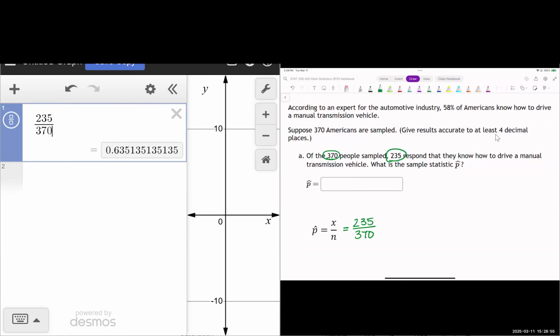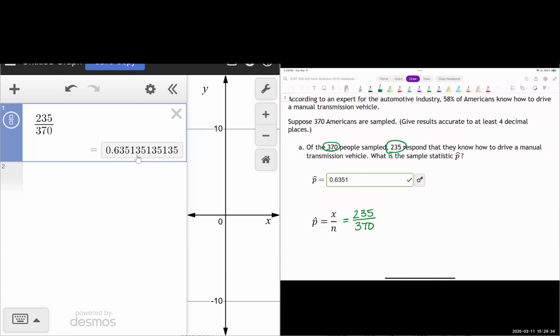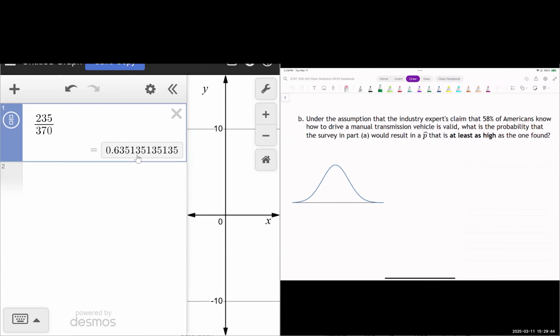Since we're told to give results to 4 decimal places, we could actually enter the exact value, 235 over 370. That would be perfectly acceptable. But here we can also put in the decimal approximation accurate to 4 decimal places. So that's 0.6351.